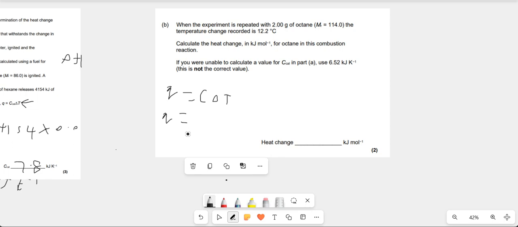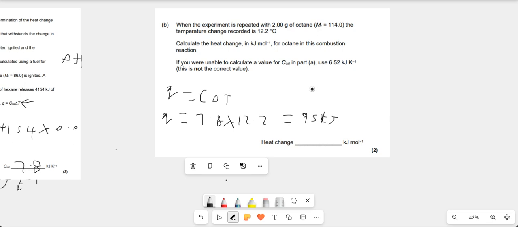So therefore, what I can say here is 7.8 times delta T, which is 12.12. It has it in the question. I was thinking, what's this value? It says if you're unable to find the value for C, use that. So that times that is equal to Q. Heat energy change will be 95 kilojoules. Now that I've got that, I need to find moles and just divide them.